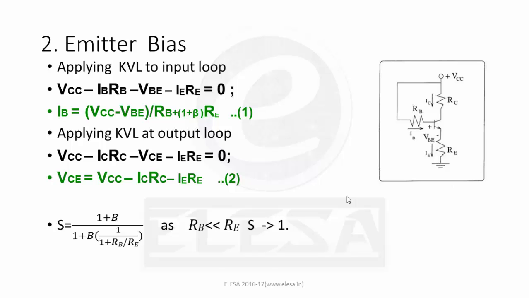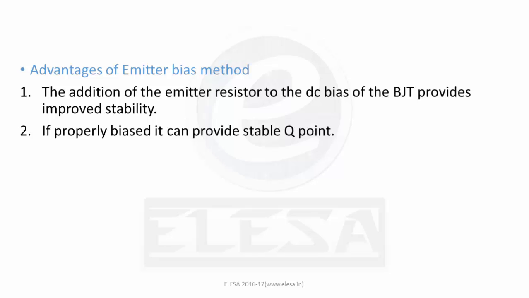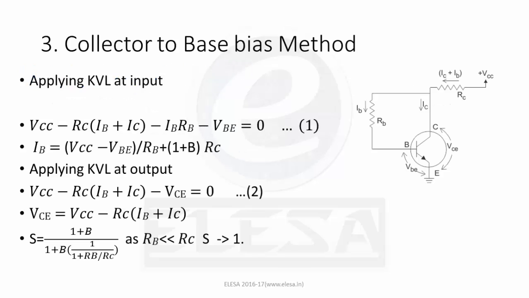So what are the advantages of this method? The addition of the emitter resistor to the DC bias of the BJT provides improved stability, and if we design this circuit properly, then we can get a proper stable Q point also. The next method is the collector to base bias method.